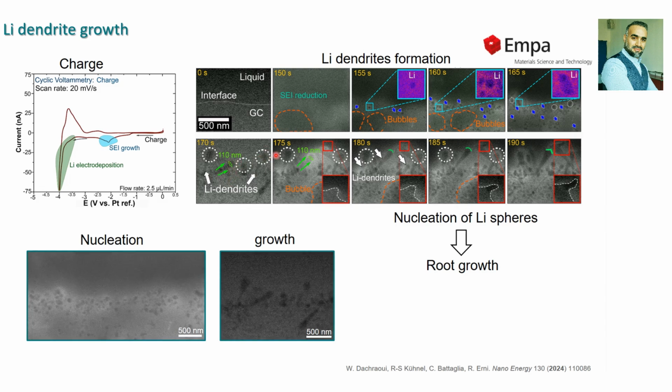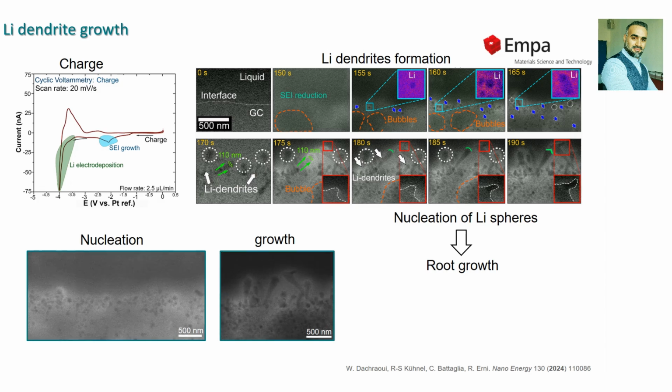And we can see that the width of the tip of the lithium dendrites stays constant, which means that we have a root-growth-based formation of the lithium dendrites, and after that we can see that branches start to form at the tip of the lithium whiskers.